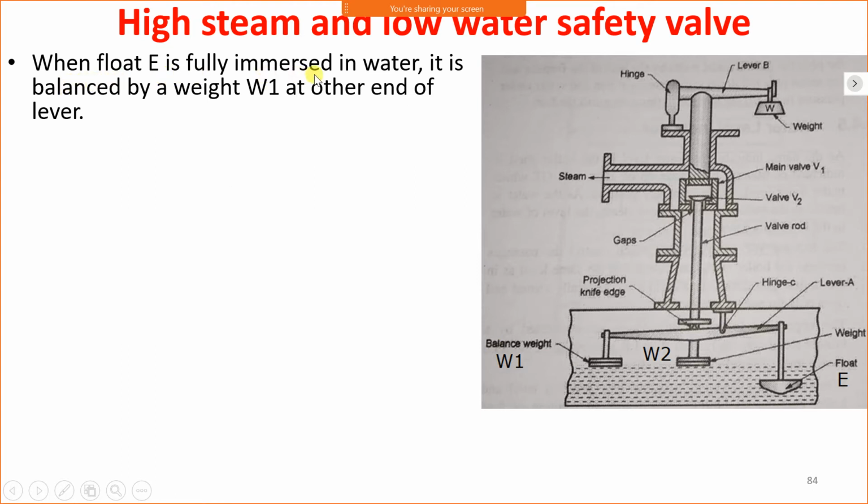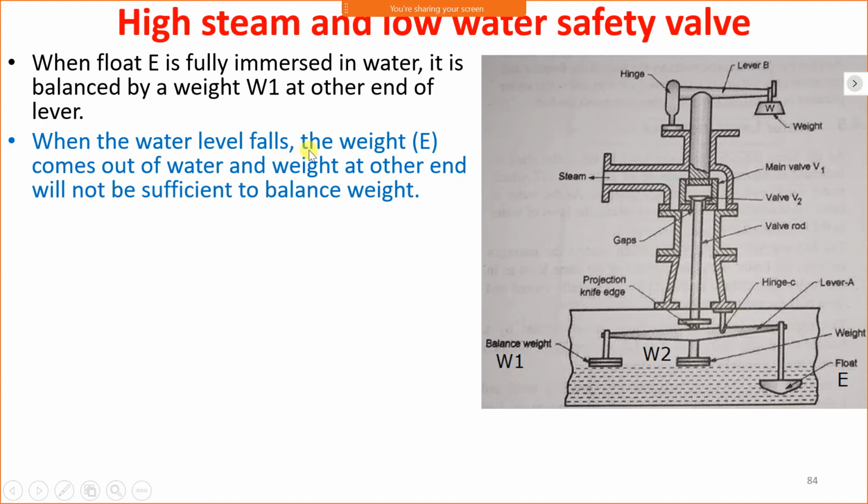When the float is fully immersed in the water, it is balanced by the weight W1 on the end of the lever. When this float weight is submerged in the water, it is balanced by the lower weight W1. When the water level falls, the weight E comes out of the water, and the weight at the other end will not be sufficient to balance it. When the water level decreases, this weight comes out of the water and moves in the downward direction, and the balancing weight is not sufficient to balance it, so it moves in the upward direction.